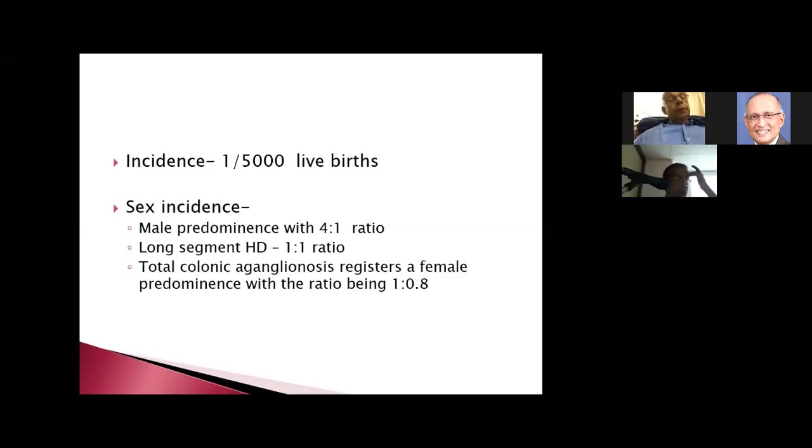So for multiple choice or entrance examinations, if you are asked the sex incidence of total colonic aganglionosis, you should not say 4:1. That is wrong. That is only for rectosigmoid transition.